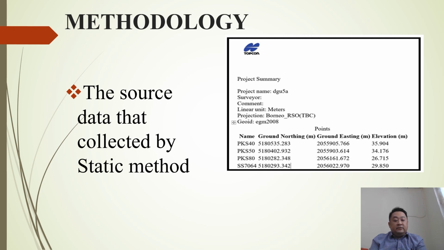This is the source data that was collected by the static method. Station SS7064 was selected as a base station, and the control points of PKS 20, PKS 30, PKS 40, PKS 50, and PKS 80 were selected as rovers for the static method. The computer software is used to analyze the data by using the Kinematic tools software. This data will be used to compare the different coordinates of the control points for the accuracy comparison between the real-time kinematic method and the static method.